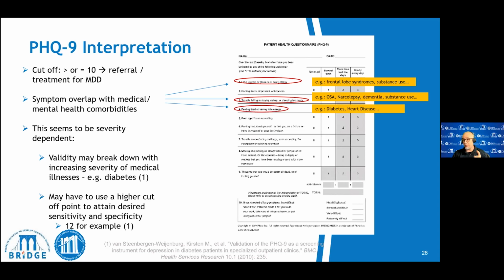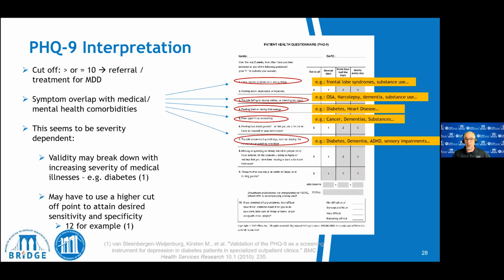Energy level could be affected by heart disease or diabetes. Appetite changes can be cancer or dementia or any number of other things. Concentration can be, again, diabetes or dementia, persistent attention deficits, sensory impairments. And changes to your energy level or movement speed might be related to other things like Parkinson's or movement disorders.